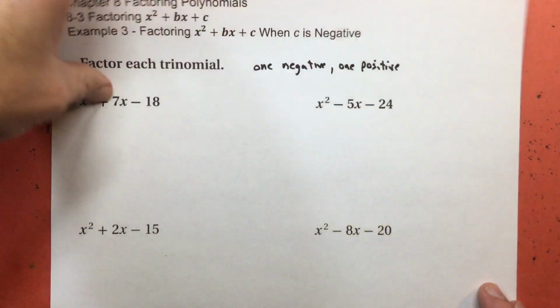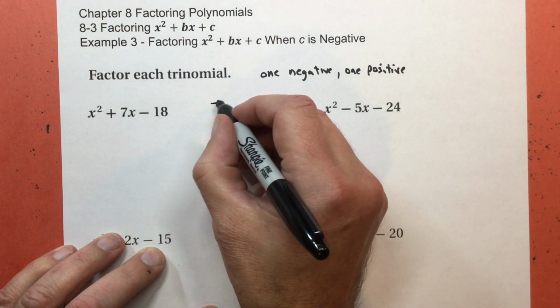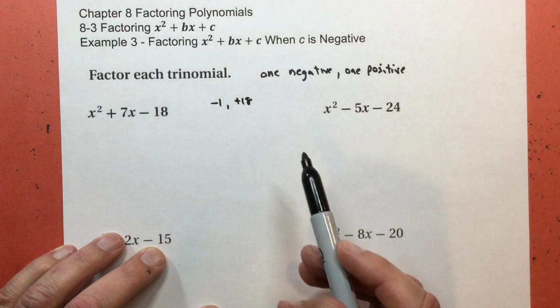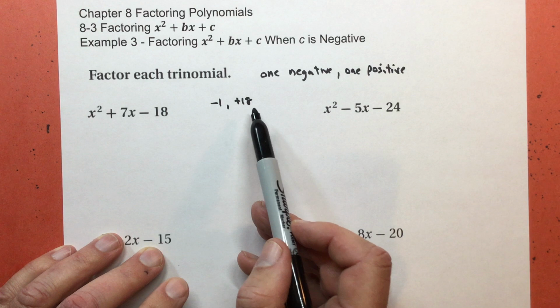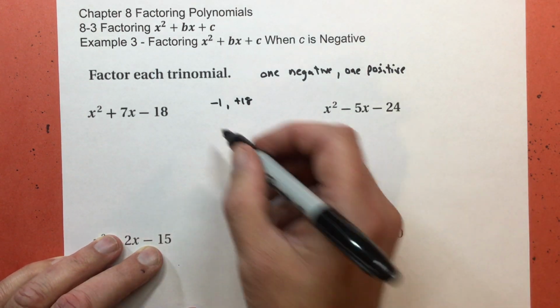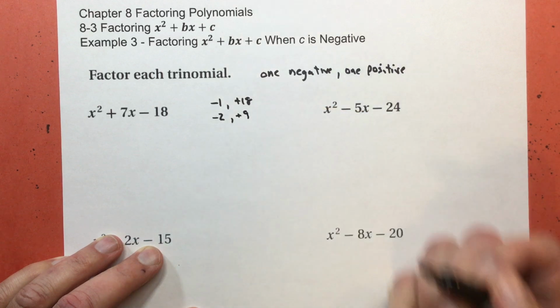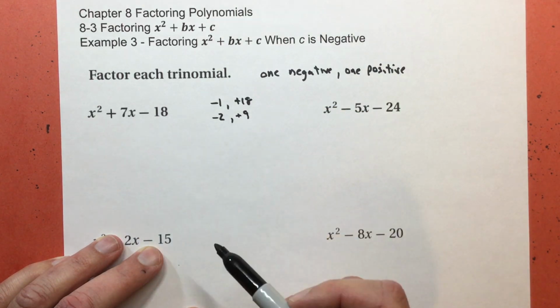All right, so let's think about negative 18. Negative 18 is going to be negative 1 and positive 18. When I add, I get 18 plus negative 1, which equals 17, not 7. So let's keep going. Negative 2 and positive 9. 9 plus negative 2 does equal 7, so that's what I want.